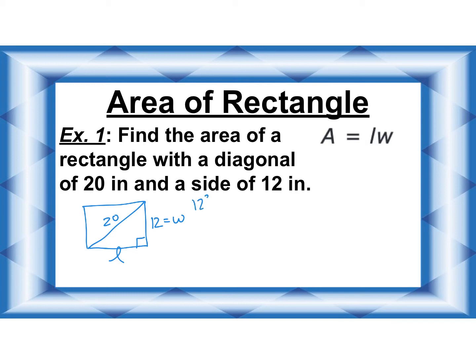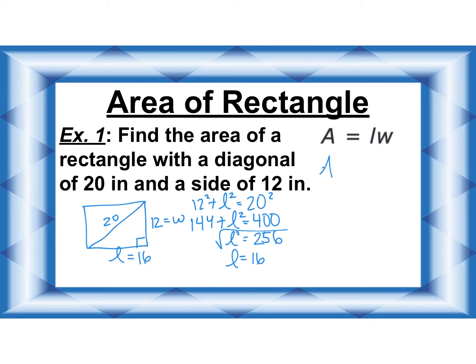So I'm going to do 12 squared plus L squared equals 20 squared. That gives me 144 plus L squared equals 400. Subtract that 144 over, and we get 256. Take the square root of that, and we get 16. So that means my other side is 16. Now I can go to my formula. Area equals length, which is 16, times 12. When I multiply those together, I get 192. Add my units as inches squared. So you can see it might not be as straightforward as just length times width. We had to use the Pythagorean theorem there.